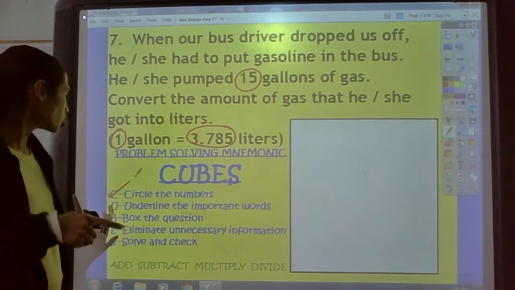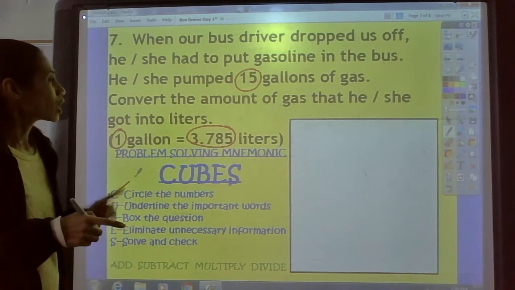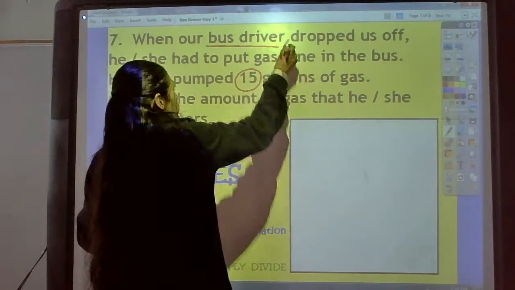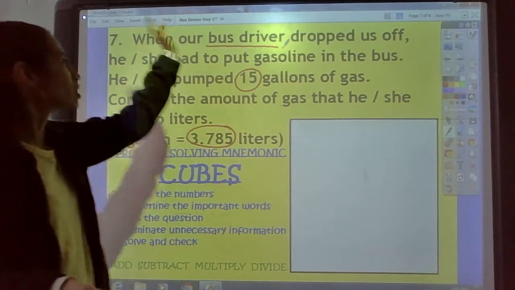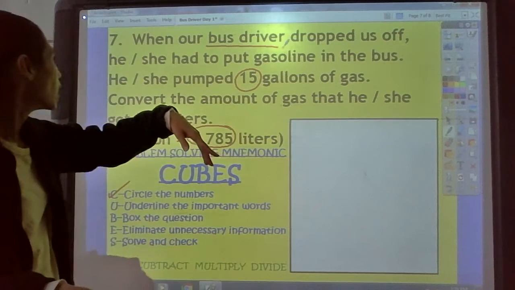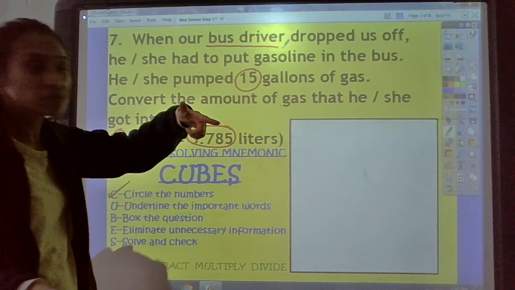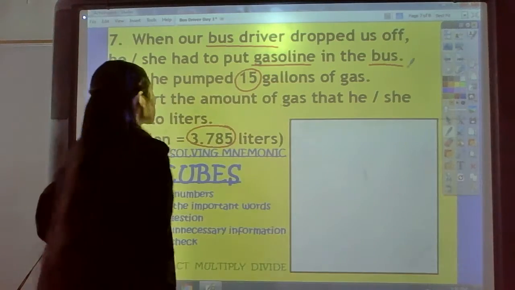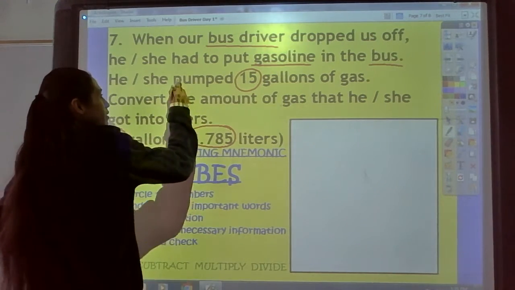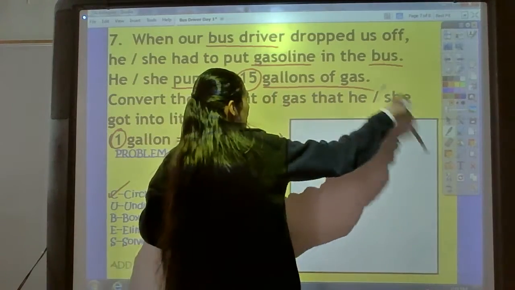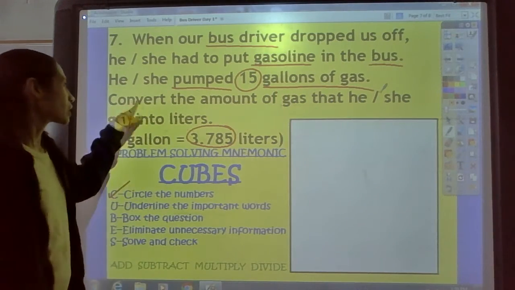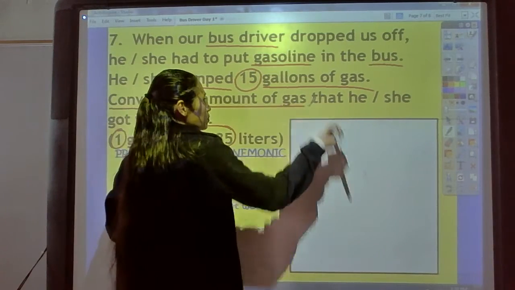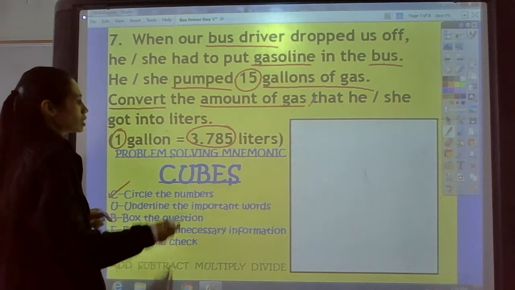Next, U for CUBES. Underline the important words. All right, let's underline some important words. Bus driver. Okay, that's important. What else? Dropped us off. No, I don't need to underline the dropped us off. Gasoline, maybe that's important. We need gasoline in the bus. What else do you see is important? Pumped 15 what? Gallons of gas. Convert, that's an important word. Convert the amount of gas that he or she got into liters.